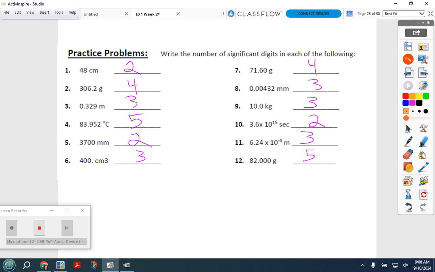Okay? Any questions about these? Yes? With 9, why isn't it? Oh, wait, never mind. Okay. Yeah, if it was just 10, it would be 1 sig fig. But it's because it's 10.0, that trailing 0 after the decimal place makes this significant. And once we have a 0 between 2 significant digits, that 0 also becomes significant. Good question. Anything else?